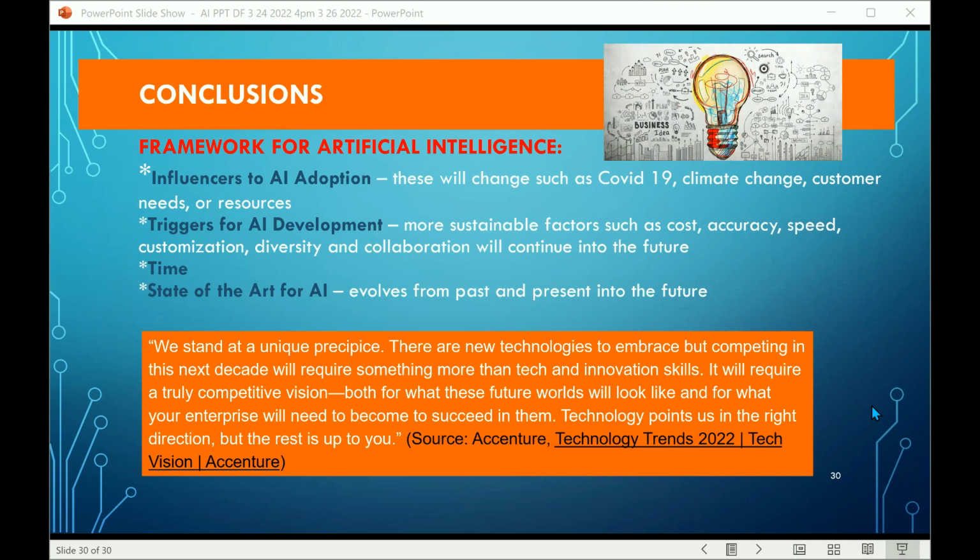Technology points us in the right direction, but the rest is up to you, me, and all of us. This is from Accenture, for their technology trends, their tech vision in 2022. Thank you.